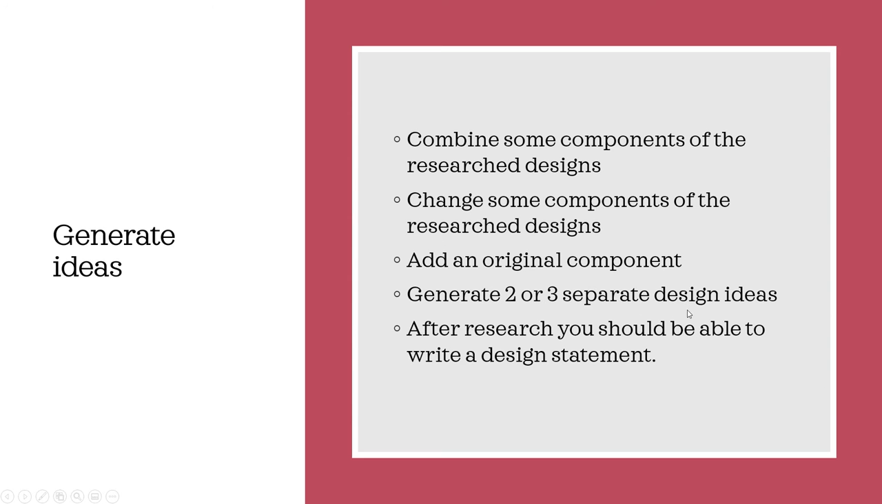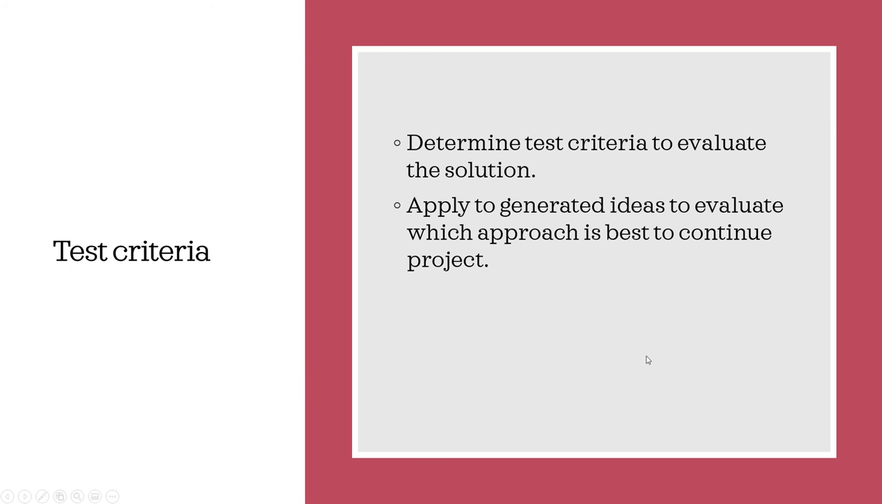Generate 2 or 3 separate design ideas in your evaluation phase, and after research, you should be able to write a design statement. Also keep in mind that you have to determine the test criteria to evaluate it, right? In an engineering or in a scientific inquiry project, you have a hypothesis and your experiment is used to test your hypothesis, and therefore you validate or invalidate your hypothesis. In an engineering design project, your tests are used to validate if you've met your criteria. So your design criteria, the functionality that you say you're going to do, you have to be able to validate that. You have to have a way of proving that you've met your design.